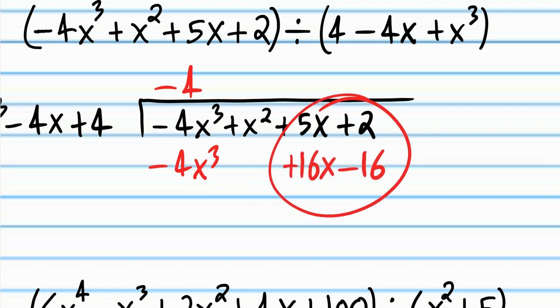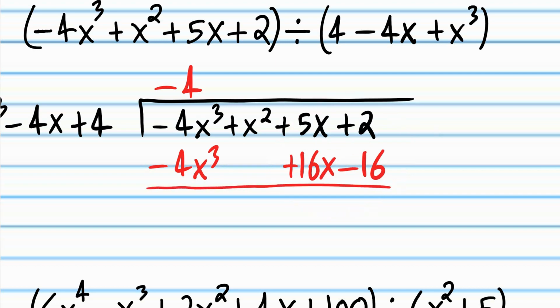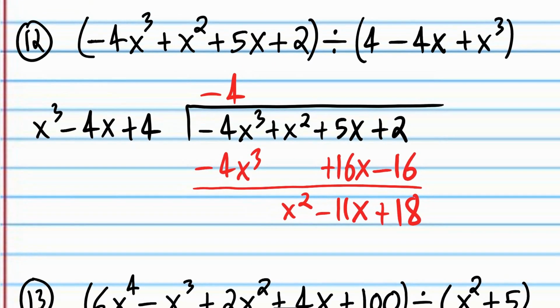And now these terms are lined up. So third step is to subtract. x squared minus nothing is x squared. 5x minus 16x is negative 11x. And 2 minus negative 16, that's a double negative. Be careful, that's a double negative. 2 minus negative 16 is the same thing as 2 plus 16. And at this point, we're actually done.